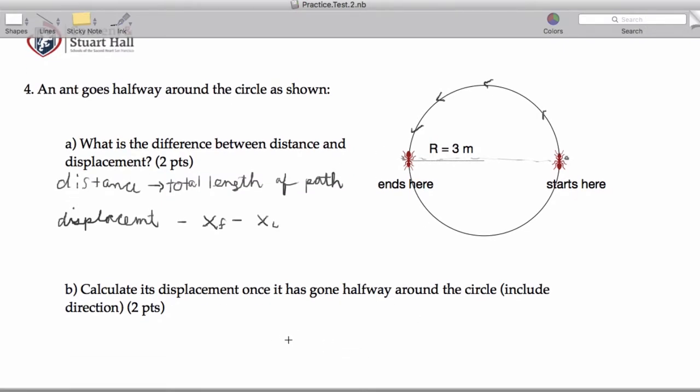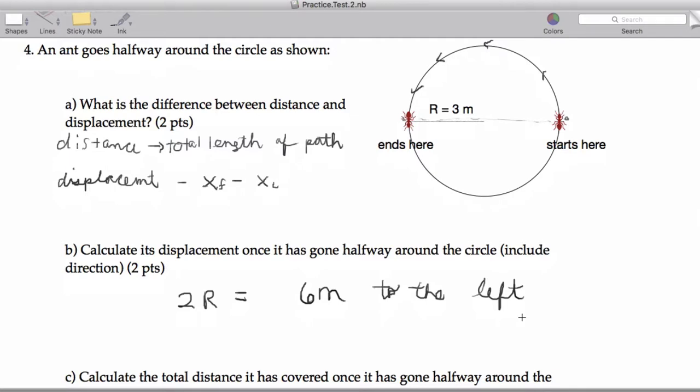So we calculate its displacement once it's gone halfway around the circle, and when we look here, that's actually just twice the radius, and so that's going to be 6 meters, and I would say to the left, just so I know that I have a direction attached to it.